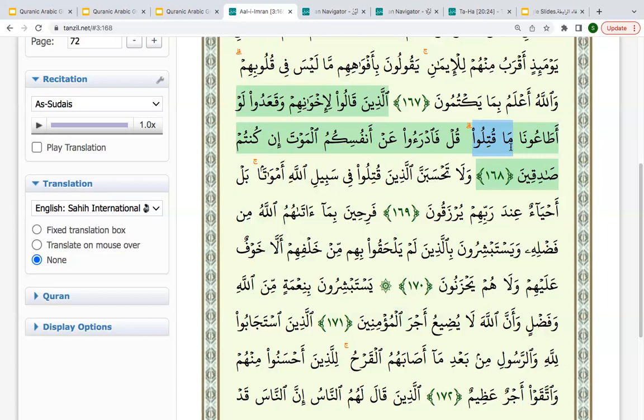Make sense or no? لو أطاعونا, if they would have obeyed us, they would have not been killed. So this ma kutilu is your jawabu shart. What do you see in jawabu shart if law is your shart particle? What do we see in jawabu shart? La. Why are we not seeing la here?